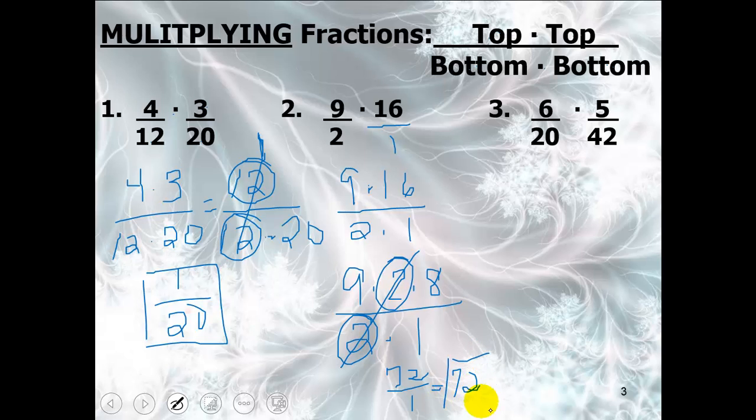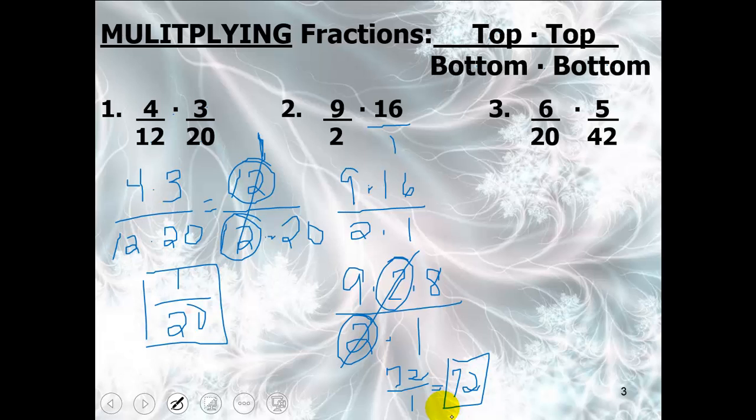There's my final answer. Now why don't you hit pause on your player, do problem number 3 on your own, and then come back and see if you got it right. All right, welcome back.